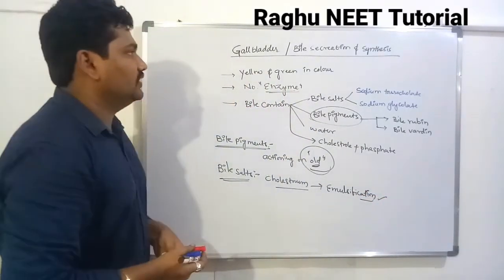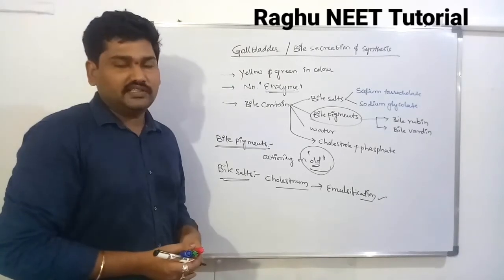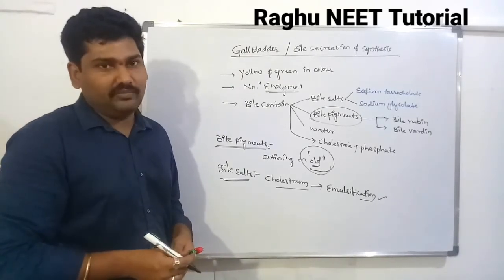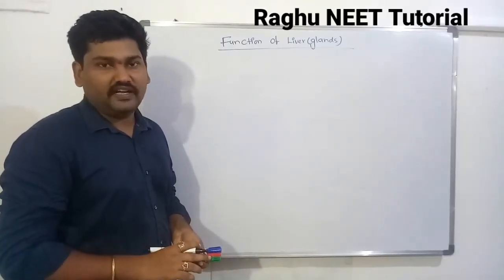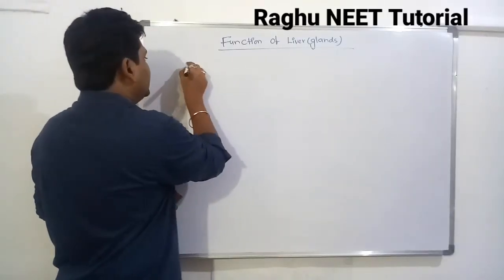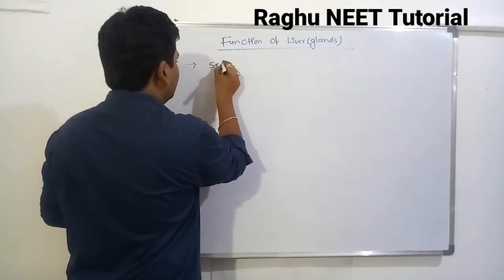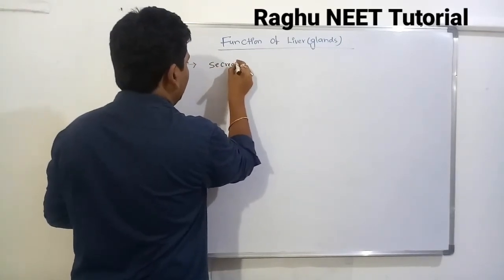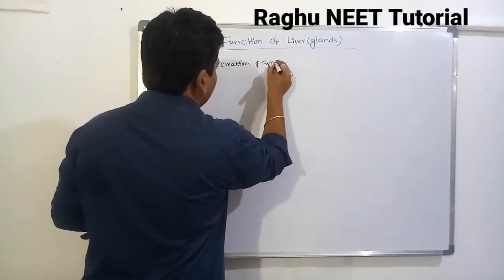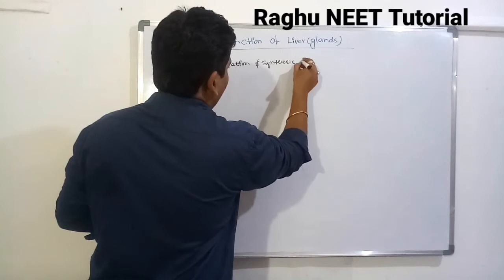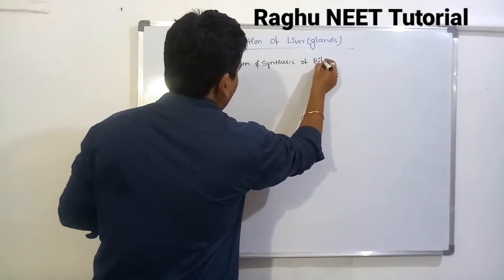So this is the information about bile secretion and synthesis. Next one, we are discussing the functions of the liver. The liver does secretion and synthesis of bile juices.